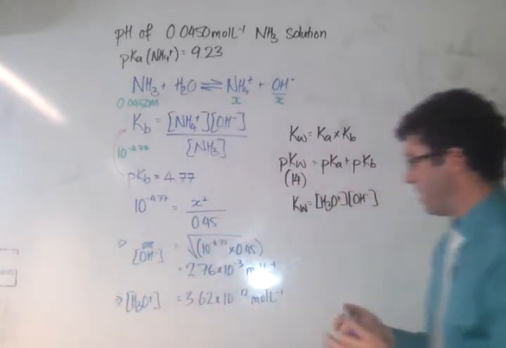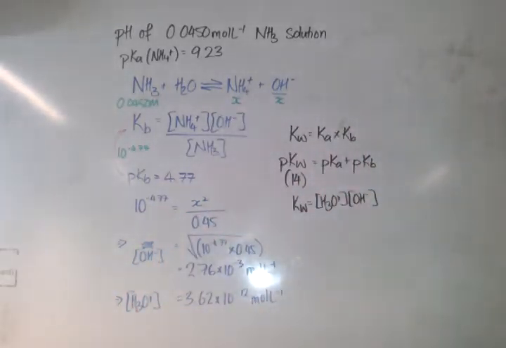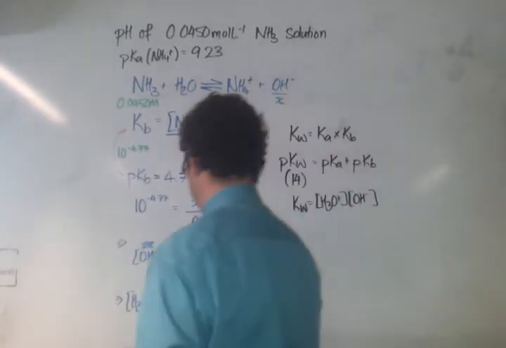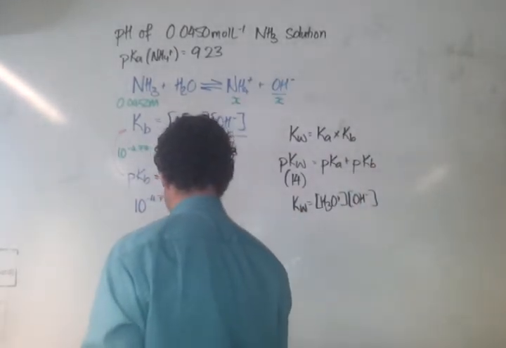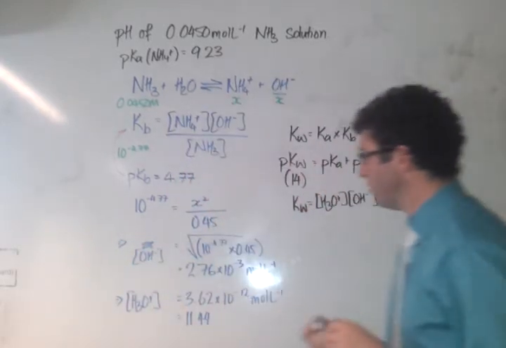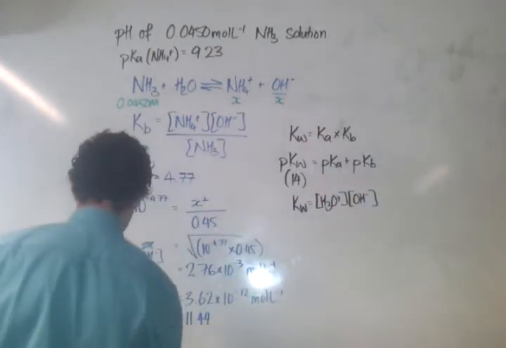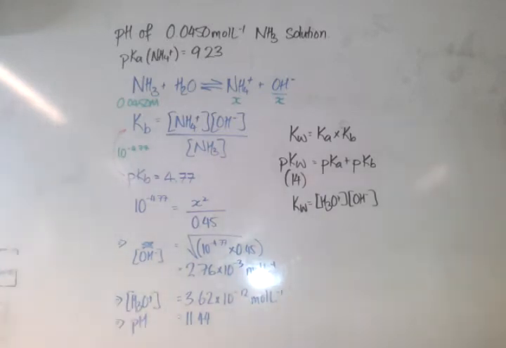So I'm going to expect my pH to be somewhere in the vicinity of 11 with that, because it's a bit bigger than 10 to the negative 12. So I now go negative log of my answer, and I've got a pH of 11.44. So that's in the vicinity of 11 and 12, so I'm pretty good. pH equals 11.44.